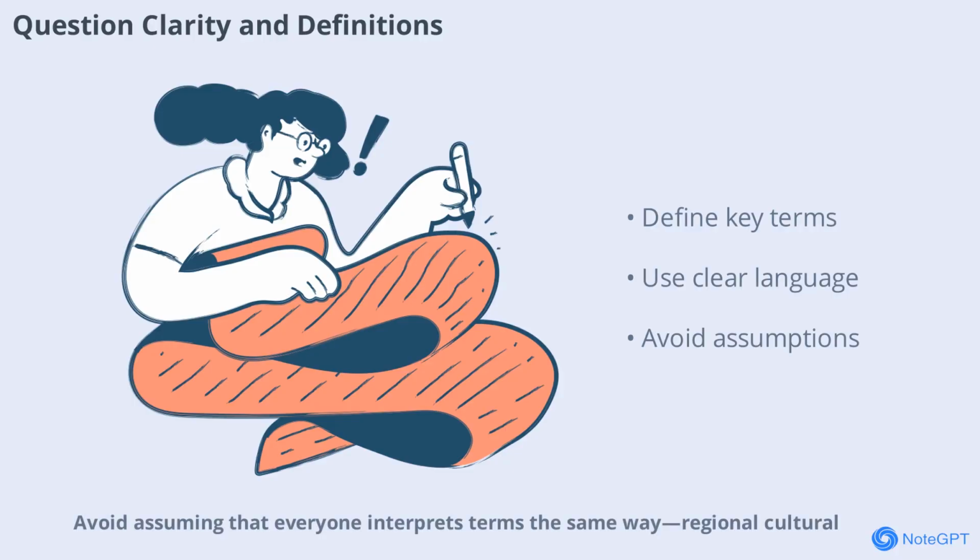Avoid assuming that everyone interprets terms the same way. Regional, cultural, or age differences can lead to confusion. For example, the word meal might mean different things to different people. Always define key terms and use language appropriate for your target audience to ensure accurate and meaningful responses.